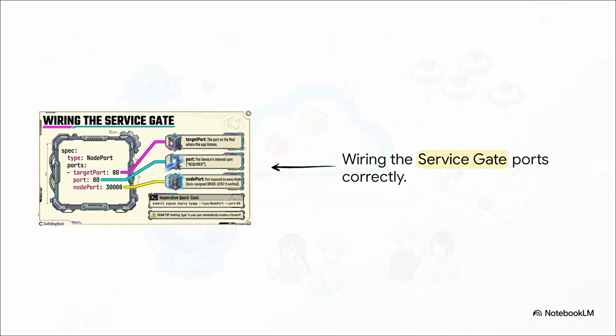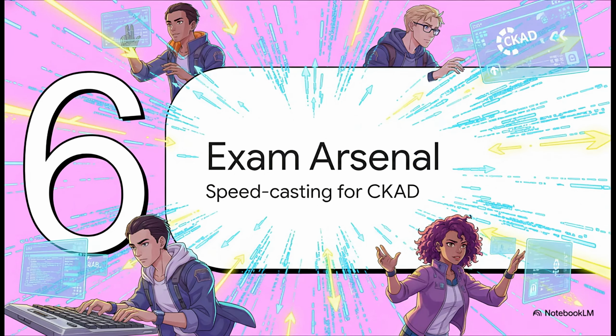Now, wiring those gates together can be a little tricky, but mapping the ports makes it perfectly clear. TargetPort, that's the actual port on your pod where the application itself is listening. Port is the internal port of the service itself. This one is always required. And nodePort is the external port opened on the physical server. If you don't manually specify it, Kubernetes automatically assigns a high port between 30,000 and 32,767. And here's a massive exam tip. If you write a service spec and completely forget to define the type field, Kubernetes automatically defaults it to a ClusterIP.